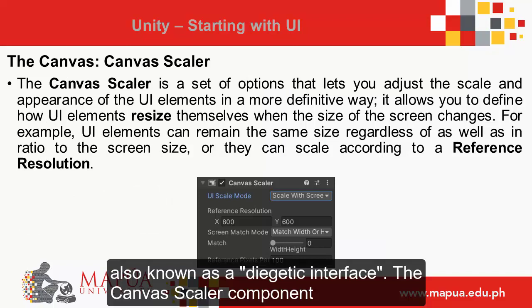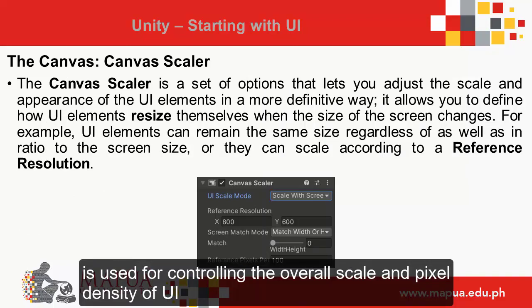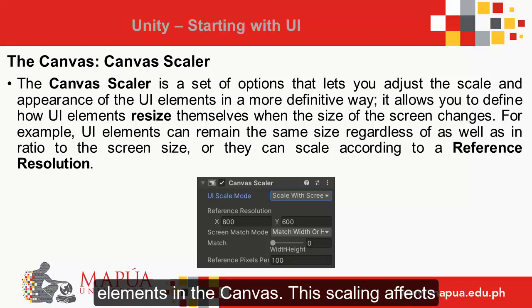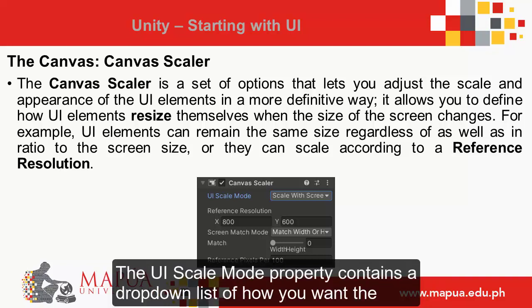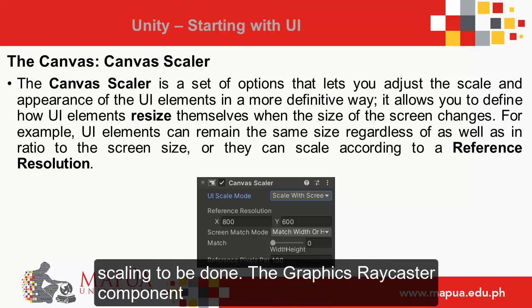The canvas scaler component is used for controlling the overall scale and pixel density of UI elements in the canvas. This scaling affects everything under the canvas, including font sizes and image borders. The UI Scale Mode property contains a drop-down list of how you want the scaling to be done.